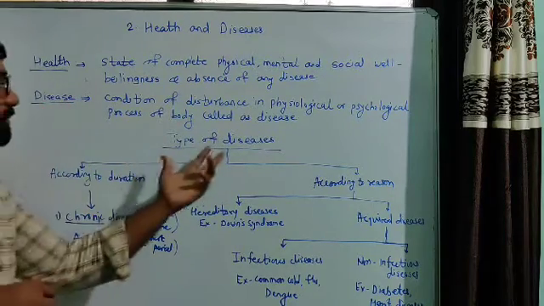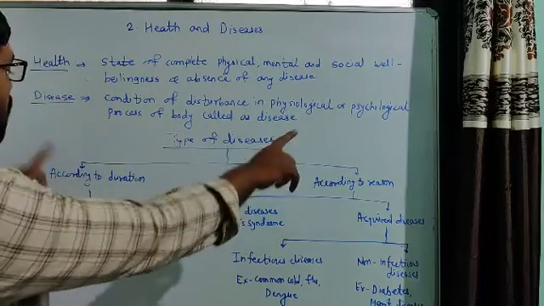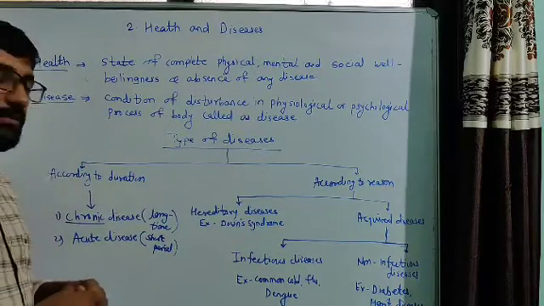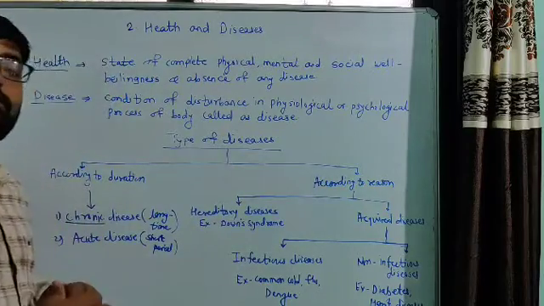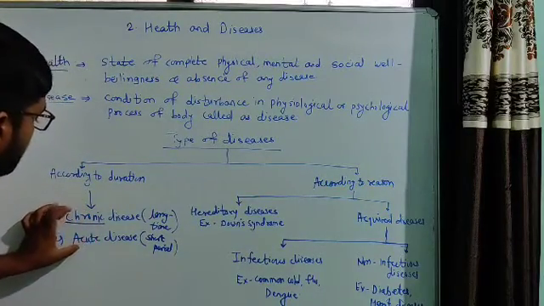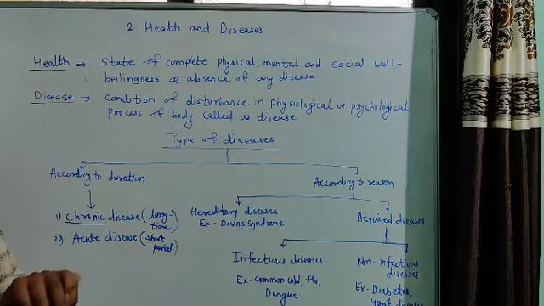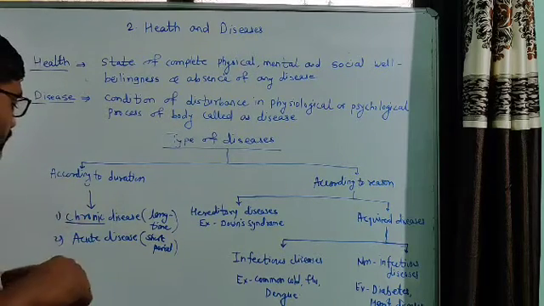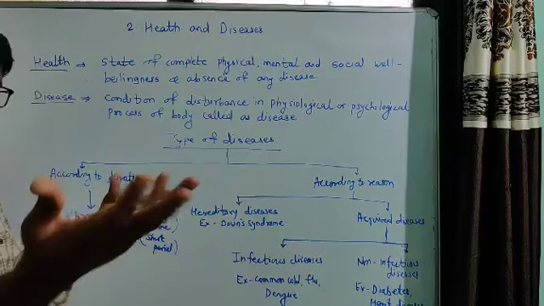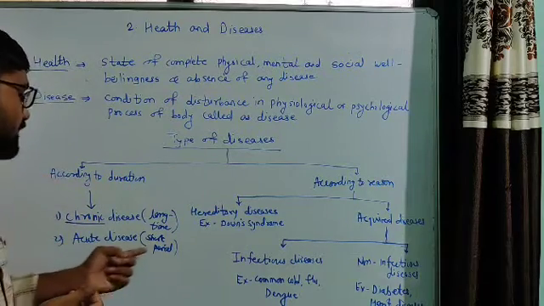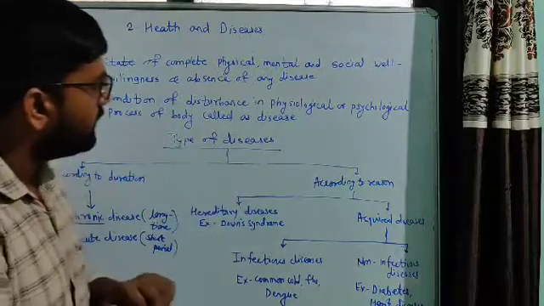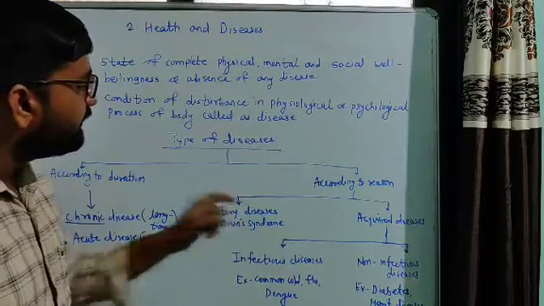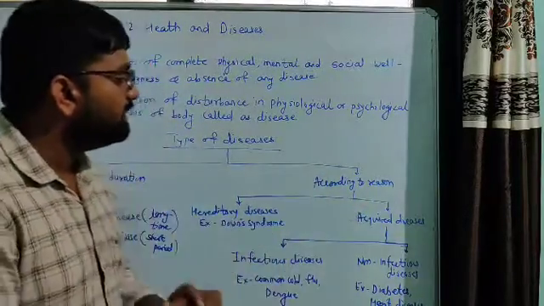Then, types of disease. Disease is commonly divided into two types: first according to the duration and second according to the reason. According to duration, they are again divided into two types. Some are chronic, which means long-term diseases, and acute, which means short-term diseases. Then according to the reason, some are hereditary diseases and acquired diseases.